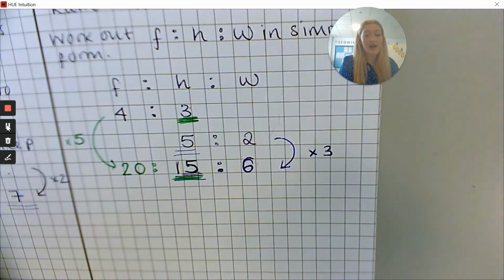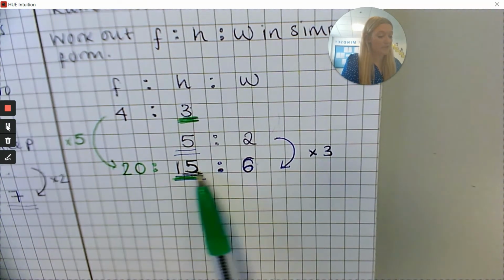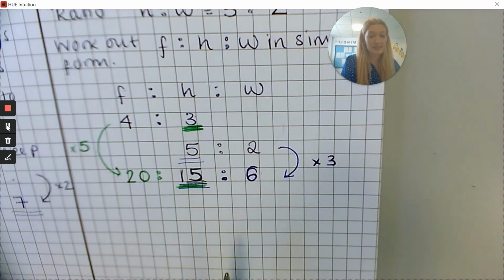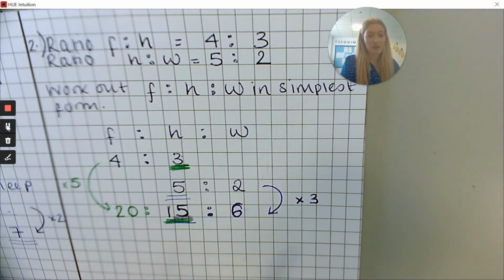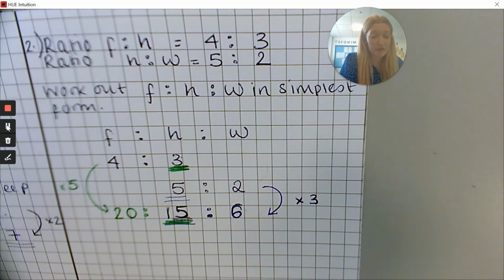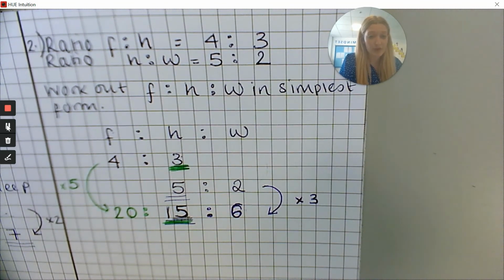I looked at that and I knew that I couldn't simplify that further. There's nothing that I can divide all 3 of these numbers by. So I could see that it was simplified. Pause it, copy it out, and watch it again if you're confused. Off you go.